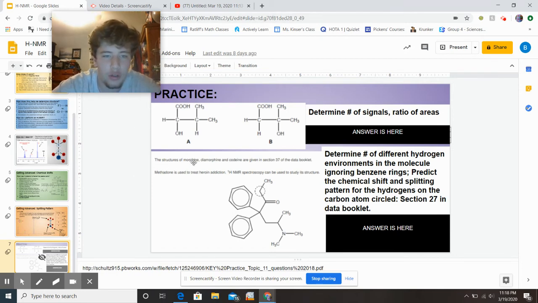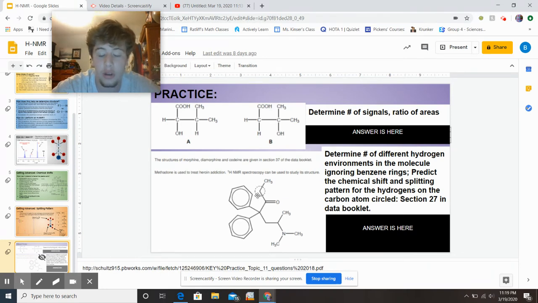And then here, the structure of morphine, diamorphine, and codeine are given in section 37 in the data booklet. Methadone is used to treat heroin addiction. H-NMR spectroscopy can be used to study its structure. Determine the number of different hydrogen environments in the molecule, ignoring the benzene rings. So you ignore these. So how many signals am I going to get on my H-NMR? Then predict the chemical shift and splitting pattern for the hydrogens on the carbon atom circled.